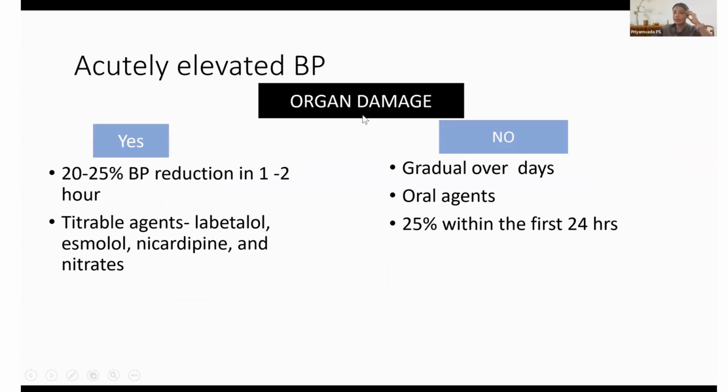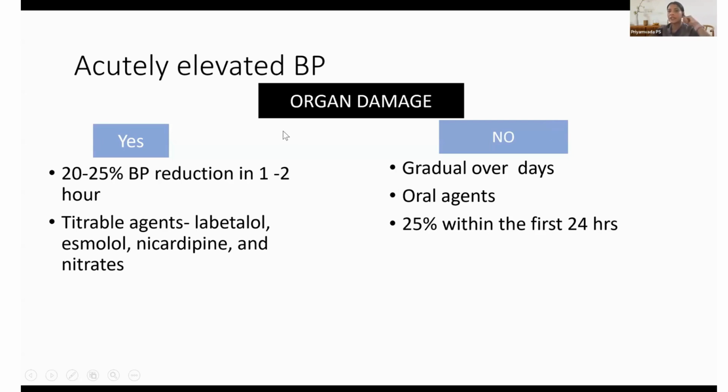So in an acutely elevated blood pressure, the other scenario is someone who comes with a severe headache. By definition, a blood pressure of 180 and severe headache is not considered as organ damage, but sometimes the patient will be very restless. The patient is complaining of severe headache. That's not a patient who should be sent back home.